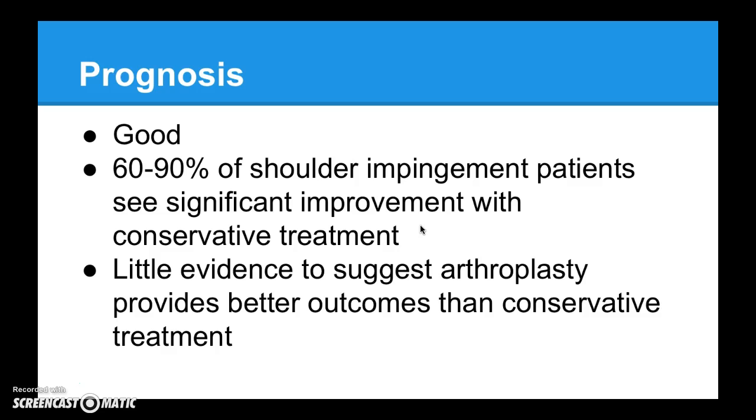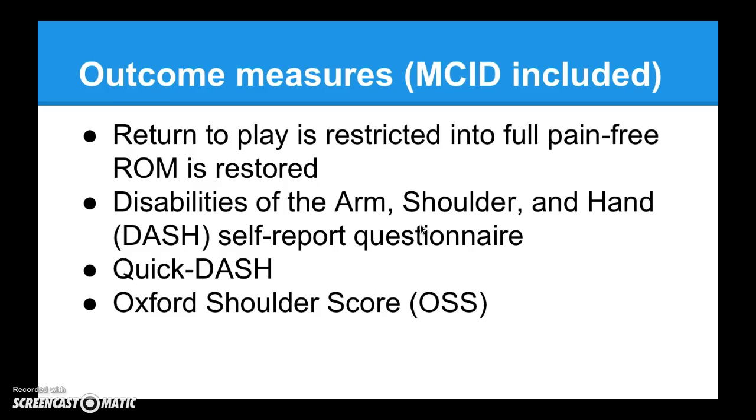Few studies differentiate outcomes between primary and secondary shoulder impingement. For general shoulder impingement, however, approximately 60 to 90% of patients will see significant improvement in shoulder symptoms following conservative treatment. The most common outcome measures used in shoulder pathology are the DASH and Quick DASH. DASH stands for disabilities of the arm, shoulder, and hand, and is a 30-item questionnaire scored from 0 to 100, with higher values indicating greater disability.